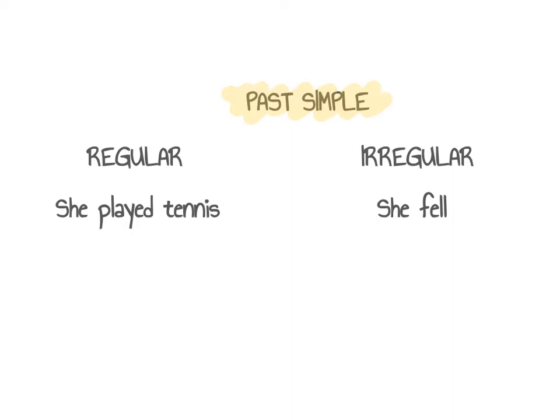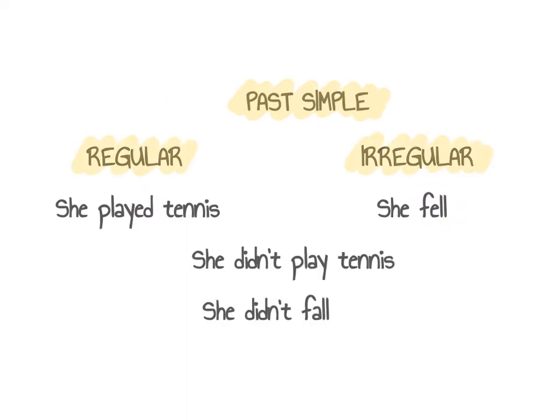And remember, in the past simple, we have two kinds of verbs, regular and irregular. For regular verbs, we usually add ed, although remember there are some spelling exceptions, and for irregular verbs, we have to learn them. To make a verb negative in the past simple, for regular verbs and irregular verbs, we use didn't plus the infinitive.